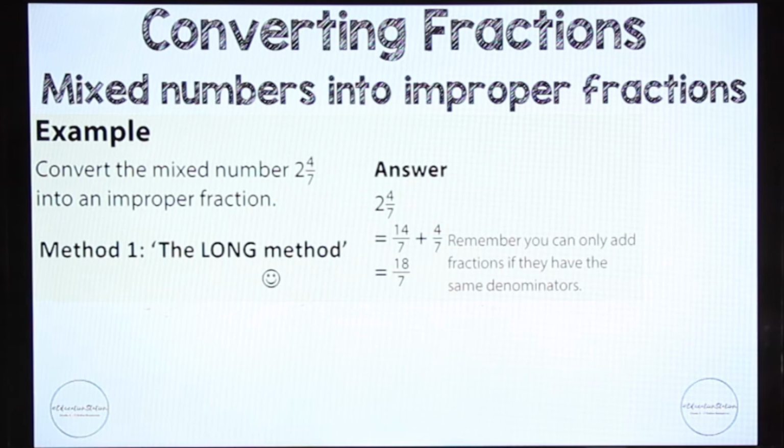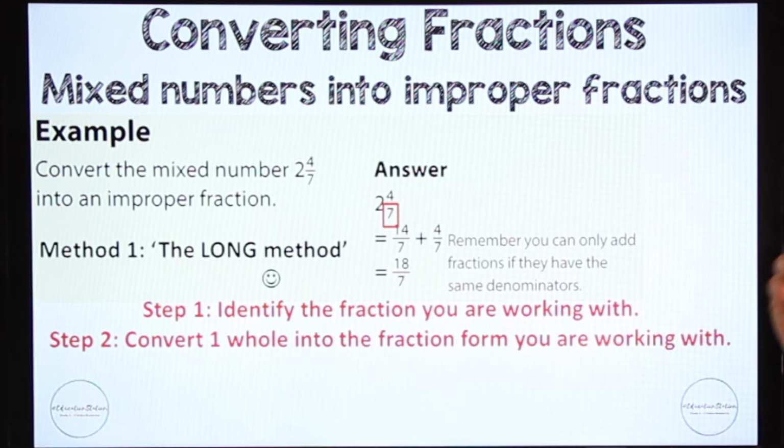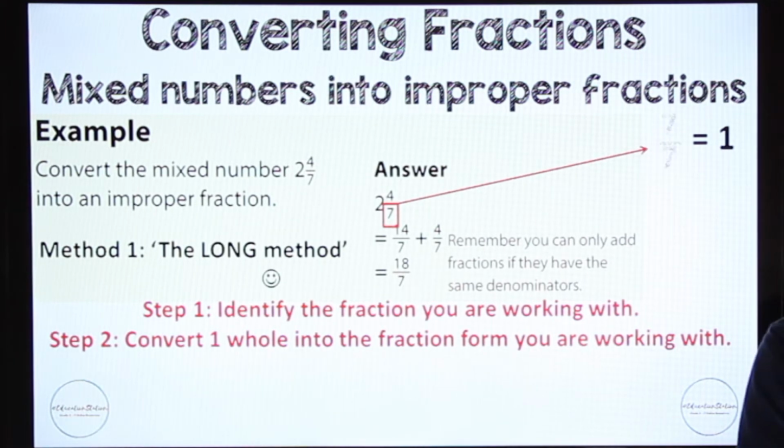And as you can see here, step 1 is identify the fraction that you're working with, because now you need to know how many equal fraction parts there are in a whole to be able to do this. So I know that we're working with sevenths. So now you're going to have to convert your whole numbers, in this case 2, into an improper fraction. So the question is, how many sevenths are there in one whole? So 7 sevenths equal 1 whole. And we know that because the denominator tells us how many equal parts the whole must be divided into. And therefore, it'll be 7.